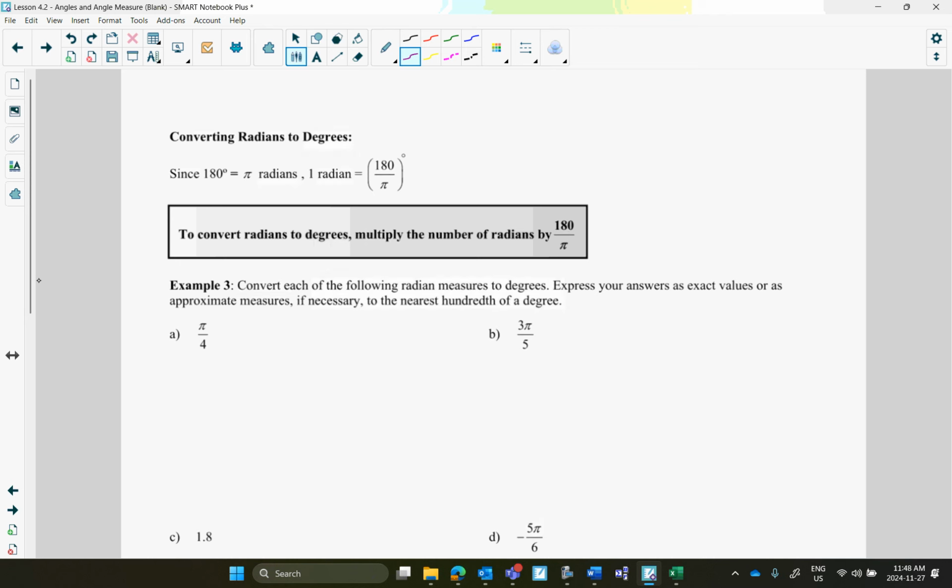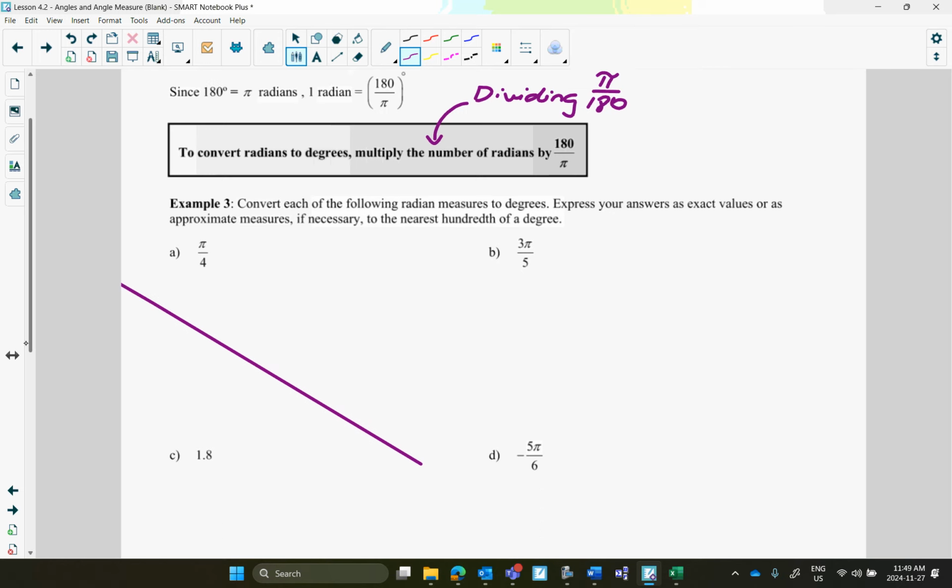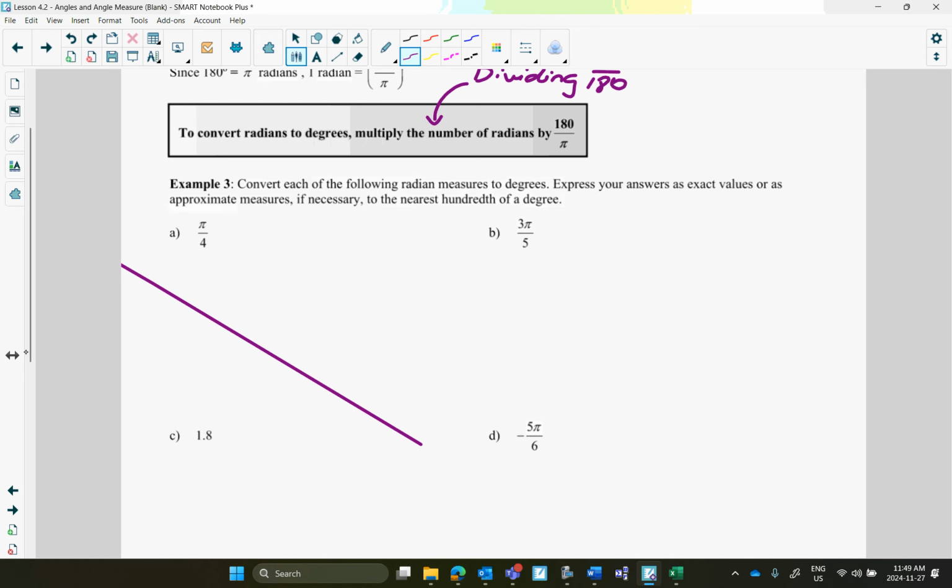But we remember, we don't divide fractions, we always change them to multiplication. So dividing by pi over 180, converting to multiplying means multiplying by the reciprocal, 180 over pi. So now we're going back the other way. So we're going to take each one and we're going to times 180 over pi.